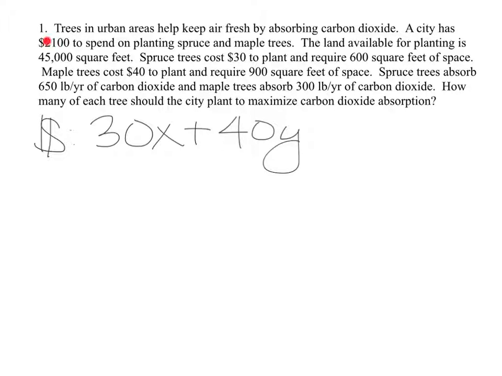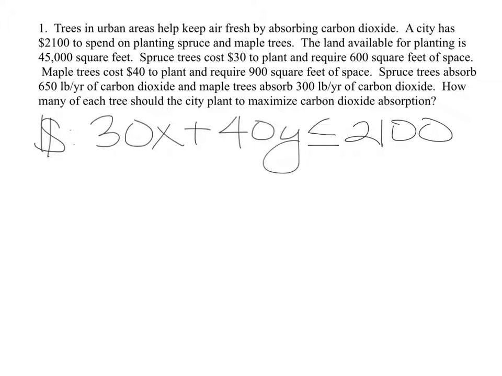And then they tell me that they only have $2,100. So that means that this total right here has to be less than or equal to $2,100. So that is my first constraint, and that's the one that deals with money.